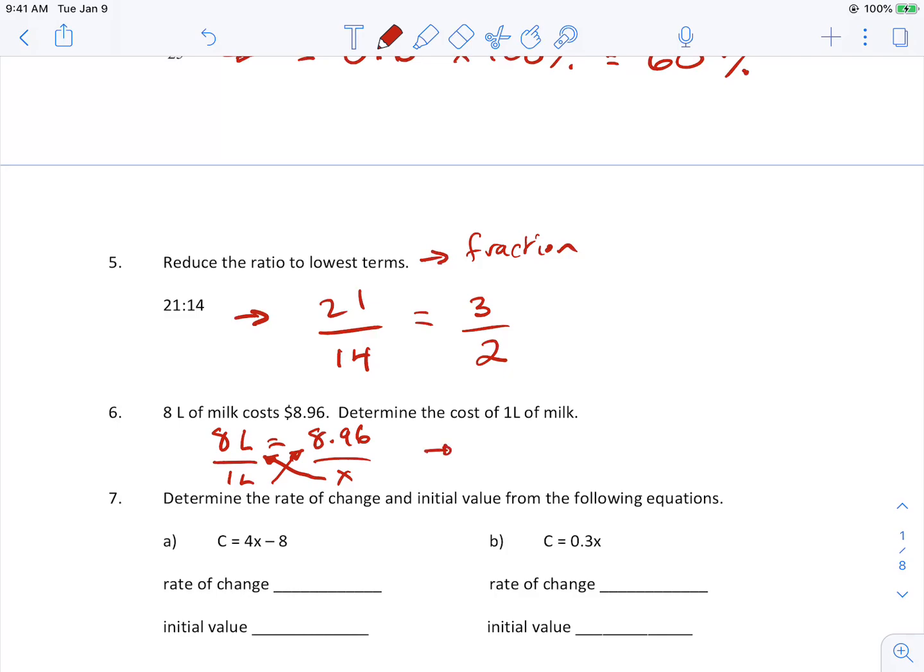So this is going to look like this. 8 times x is going to give us 8x, and then 896 times 1 just leaves us with 896, so we just need to divide both sides by 8. When you do that, you can throw this right in your calculator, and you're going to get a value of 1.12. All right, perfect.